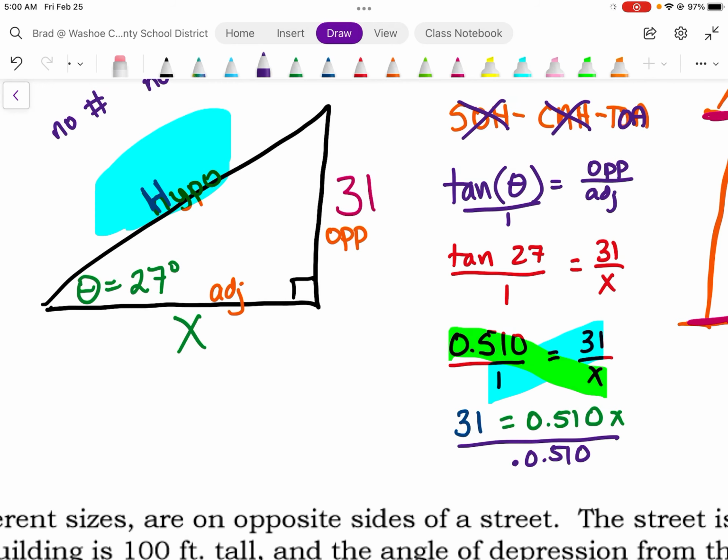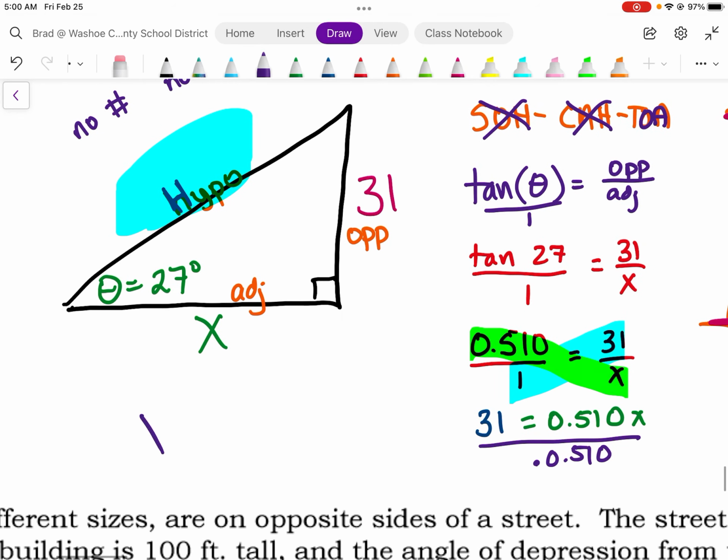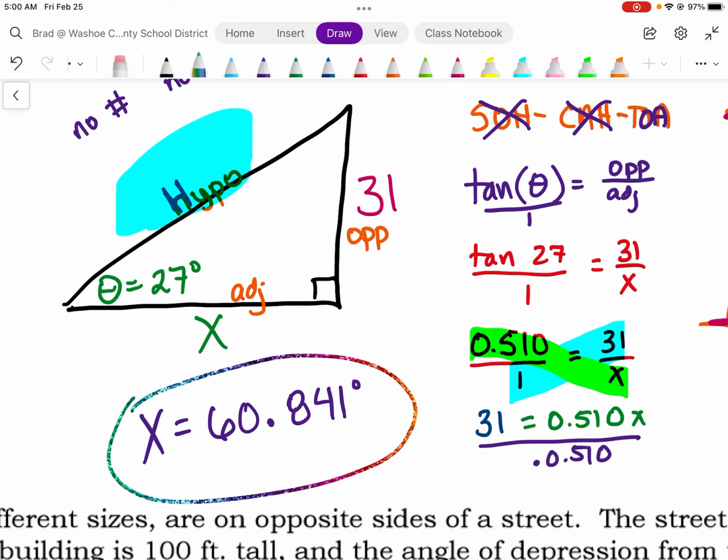I'll put that in our calculator right now because, like I said in the previous example, I'm not sure what that is. And so in this case, my x is going to be 60.841. And so, ladies and gentlemen, I like to circle my answer right here. And let's go ahead and just briefly say, does this answer make sense?